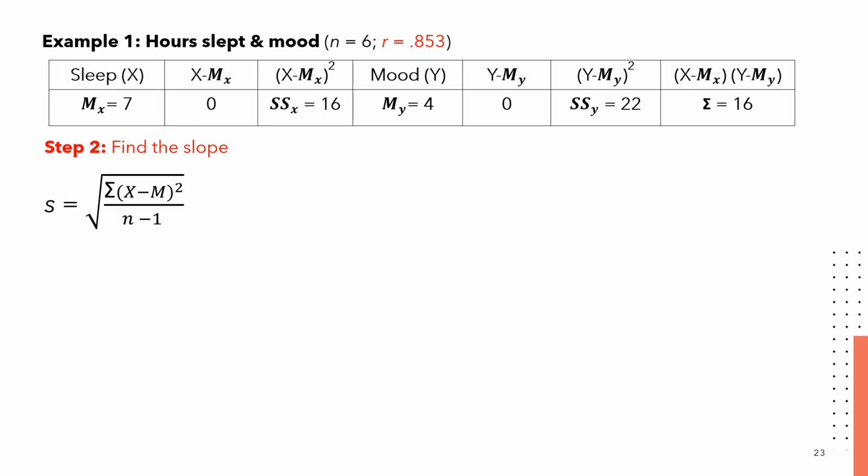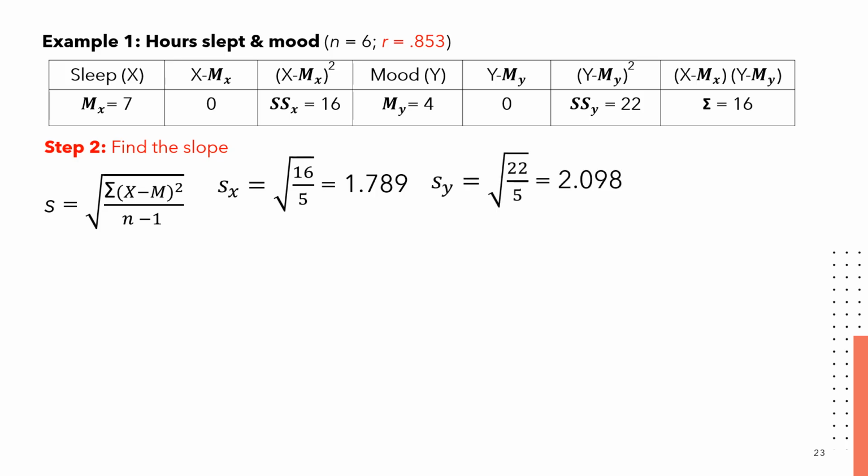To find the slope, we need to find the standard deviation for x and y. We have the sum of squares from when we were calculating the R value, so we are already part of the way there. Here's a shorthand equation for finding the sample standard deviation. Again, if you are not comfortable with finding the standard deviation, you need to go back and review Chapter 4 to make sure you understand this concept. The standard deviation for x is about 1.789, and for y, it's about 2.098.